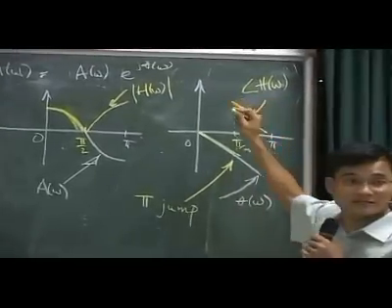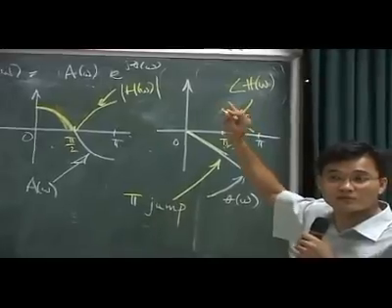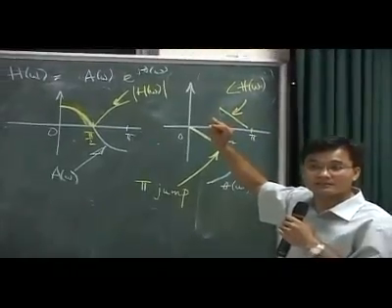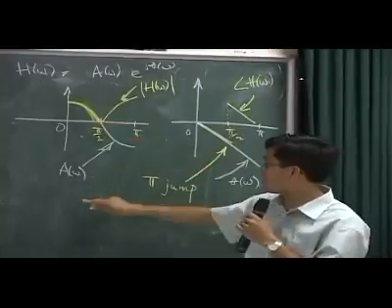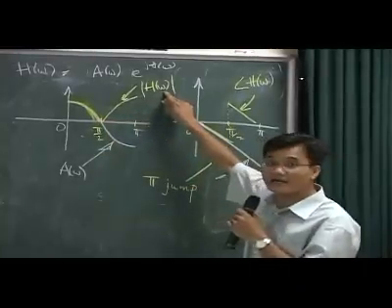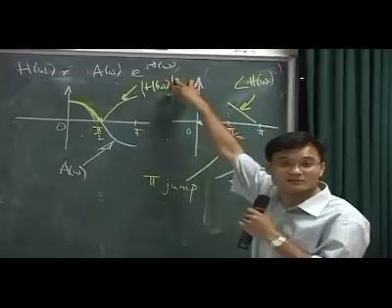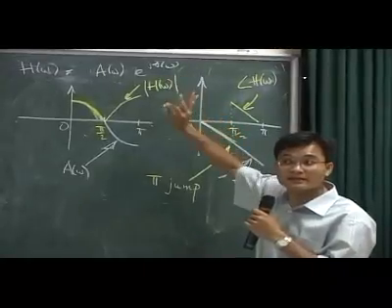And where do we have that jump? Where this thing goes across 0. So it only jumps when H omega equals 0, when the magnitude of this equals 0. Right? Is that clear?